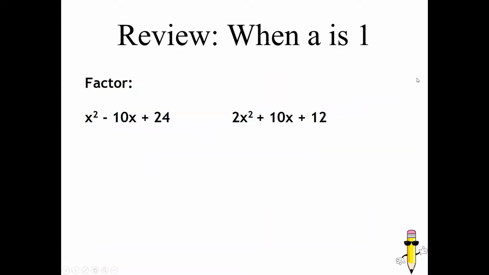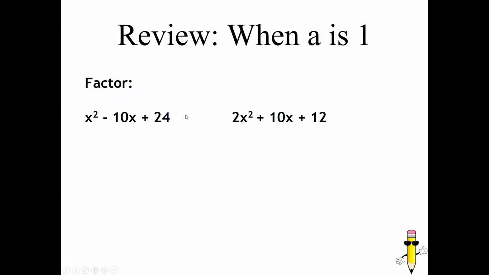So let's do a quick review of when we are working with a trinomial that has 1 in front of it. Remember, one of the things we're doing is finding the factors of the constant that you see right here, but that when added together give us the middle term. And one thing I'd like you to see is that the 24 is positive, but the 10x is negative. I want you to think about some numbers that, if I multiply them together, would actually give me 24.